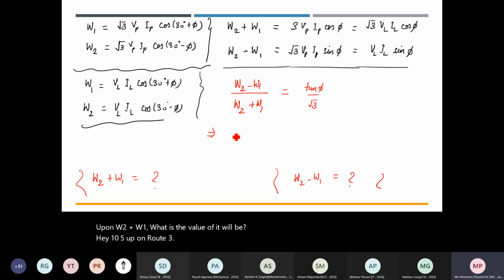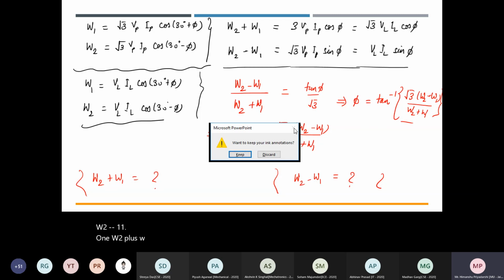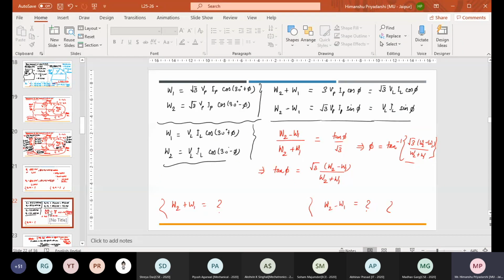So what we can say, tan phi is equal to root 3 times (W2 minus W1) upon (W2 plus W1), which implies phi is equal to tan inverse of root 3 times (W2 minus W1) upon (W2 plus W1). This is an important result which will help us to do a problem now. Okay.